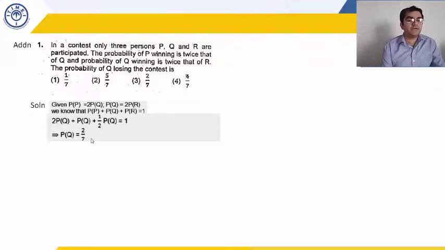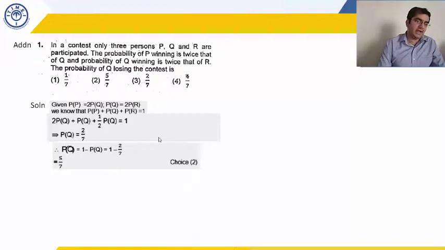Now it is possible that if you are in a hurry, you see 2 by 7, you see it in the options, you mark it and you proceed. But the question says find the probability of Q losing the contest. So it's asking for Q complement, and that would be 1 minus 2 by 7, and that is 5 by 7, which is your answer.